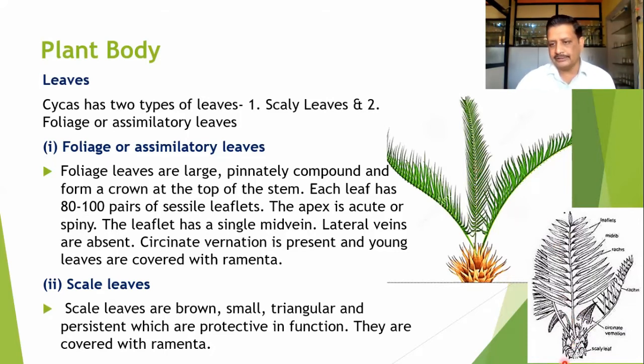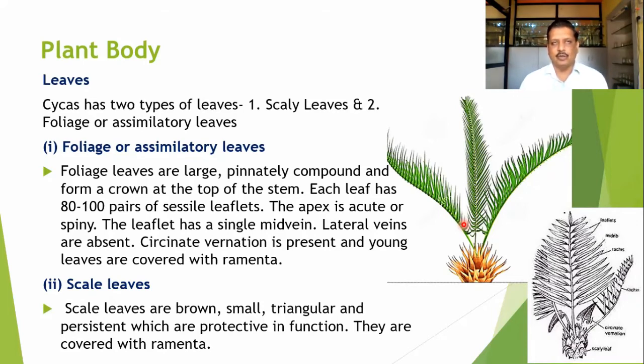Here you can observe the top of the stem where the crown of leaves develops. Each leaf has around 80 to 120 pairs of sessile leaflets, and the apex is acute or may become spiny. The leaflets have a single midvein and lateral veins are almost absent in the leaf. Circinate vernation is present and the young leaves are curved with ramenta. At the younger stage, the leaf tips are spirally curved.